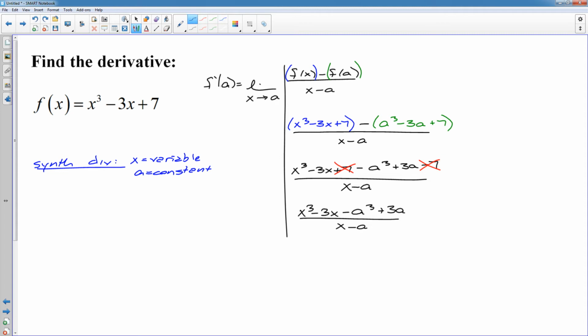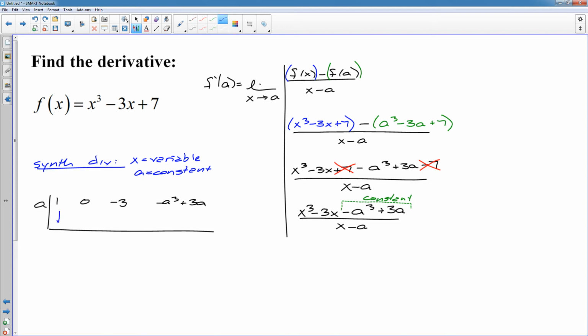And the reason that's important is because when you set up your synthetic division, it's x minus a on bottom, so I'll set a positive a on the outside. And then I have a 1x cubed, a no x squared, a negative 3x, and then all of this remaining stuff is the constant. That is a number. The negative a cubed plus 3a, that is a constant. So that is going to be my last term to go into my synthetic division. Negative a cubed plus 3a. And I know that looks scary, but it's actually going to clean up quite nice.